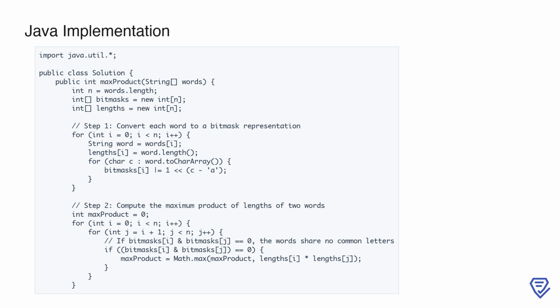For example, if a word contains the letter A, the first bit is set, if it contains B, the second bit is set, and so on. This allows us to efficiently compare words later to see if they share any common letters. At the same time, we store the length of each word in the lengths array for later use.